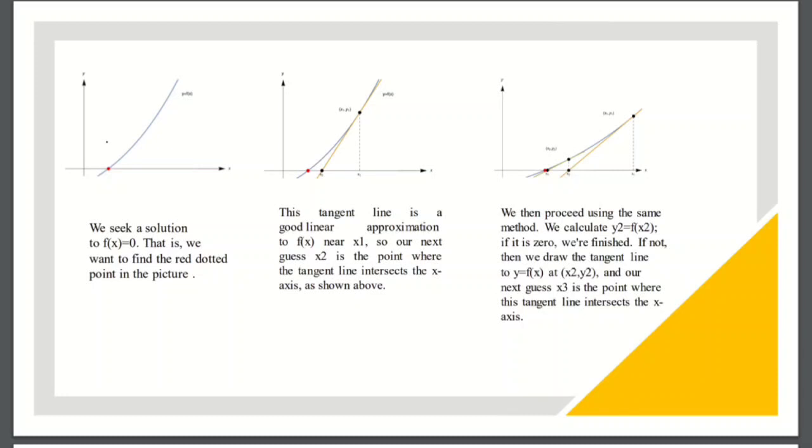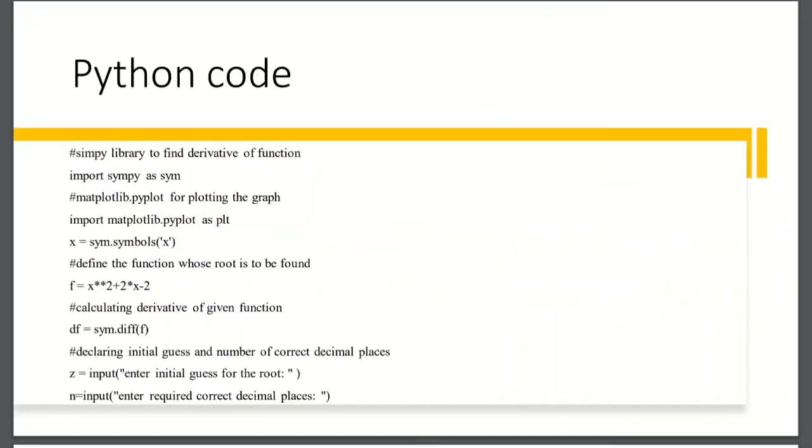From Newton's method, we get the value of y2 and calculate y2 and again its tangent. If its functional value is 0, we are finished. If not, we draw the tangent line to f(x) at (x2, y2) and the next guess x3 is the point where the tangent line intersects the x-axis, and this process continues till the desired value of our function is achieved.